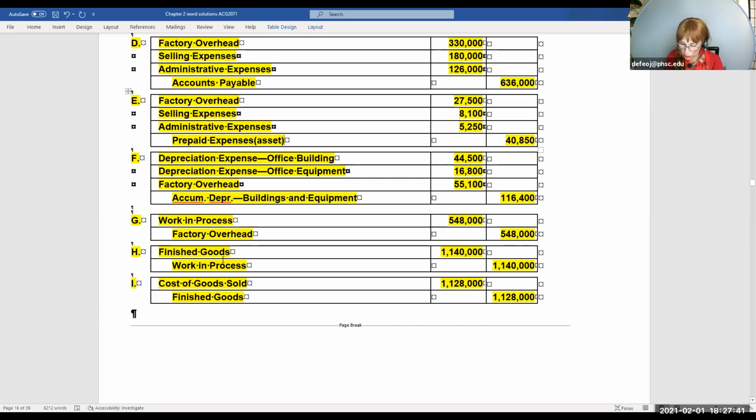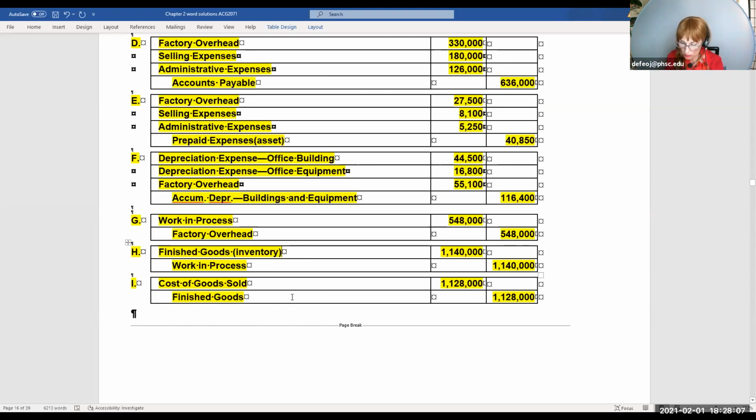Then we completed jobs, so we still have this as inventory. Finished goods is inventory until it's sold. Then it becomes cost of goods sold. They tell us it's $1,140,000. We credit work in process because it came out of work in process into the finished goods bucket. Remember the 3 buckets: raw materials, work in process, finished goods.